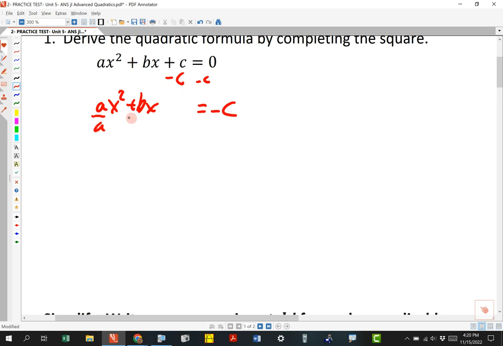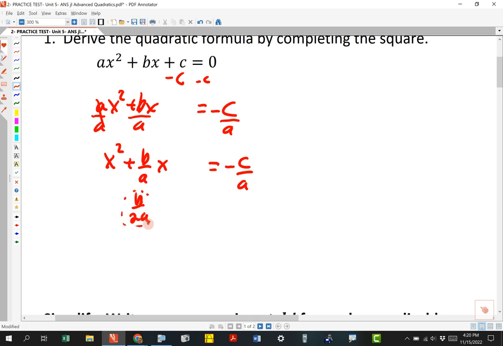So I'm going to divide every term on both sides by an a. So those are going to cancel off, and I'm going to get an x squared, and then I have a plus b over a x. And then on the other side, I've got the minus c over a. And then we're going to take half that middle coefficient. So if I take 1/2 of b over a, I get b over 2a.